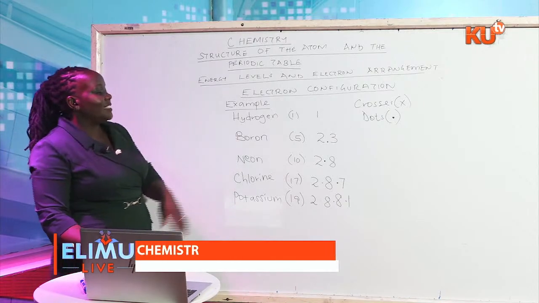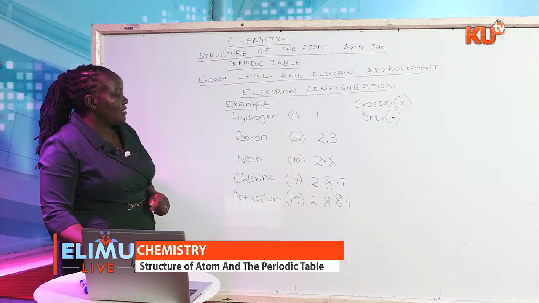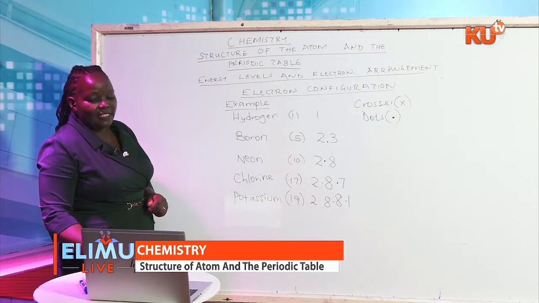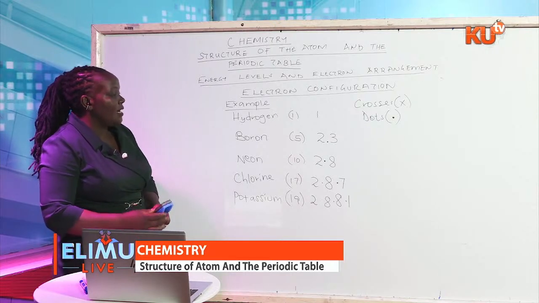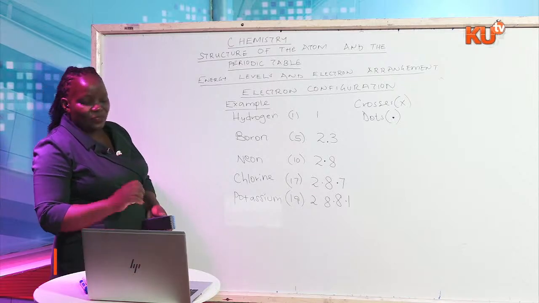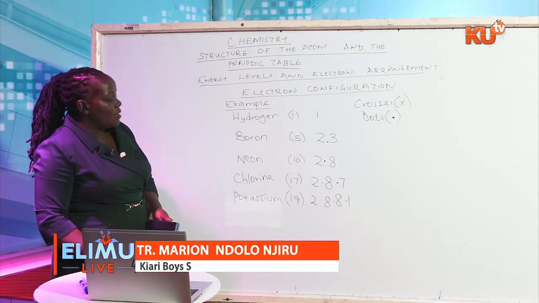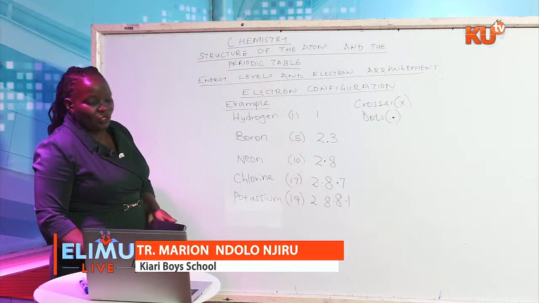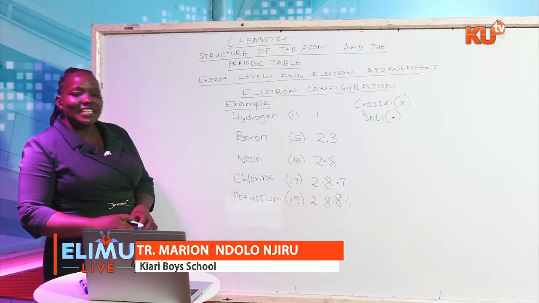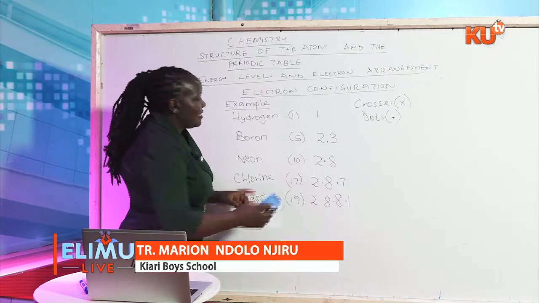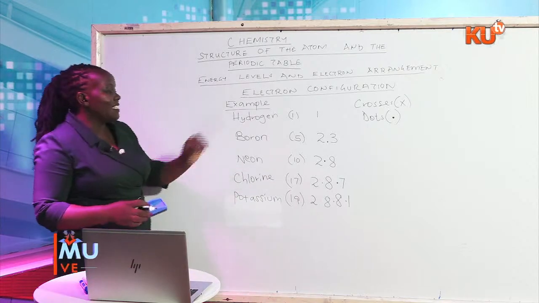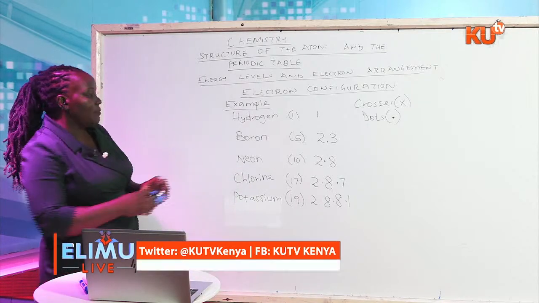I want us to look at the atoms that we have looked at here, and then we now draw the diagram representing their electron arrangement. So we'll start with our first atom, that of hydrogen.